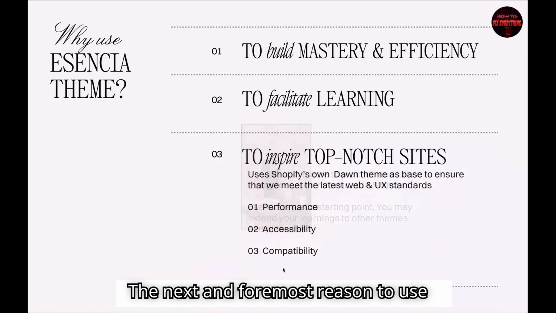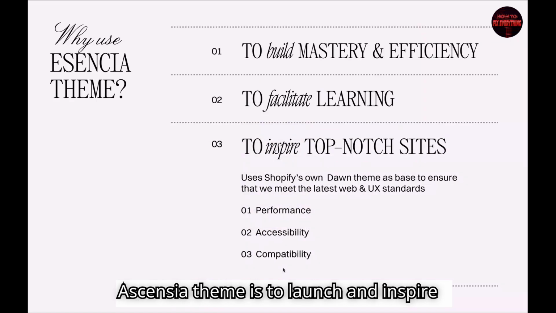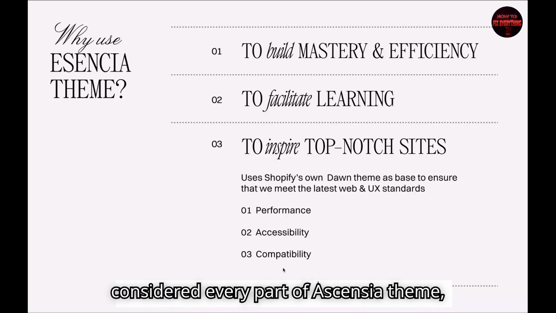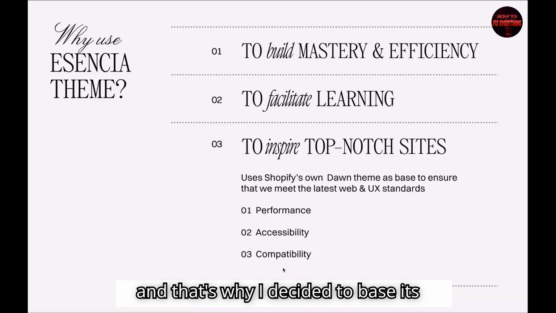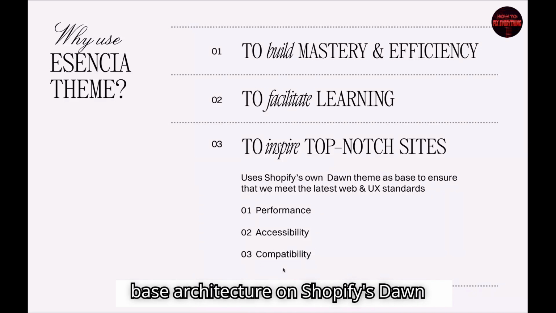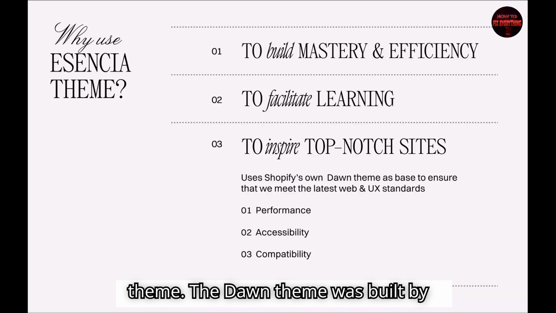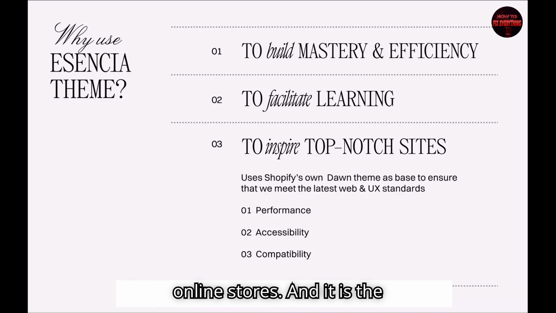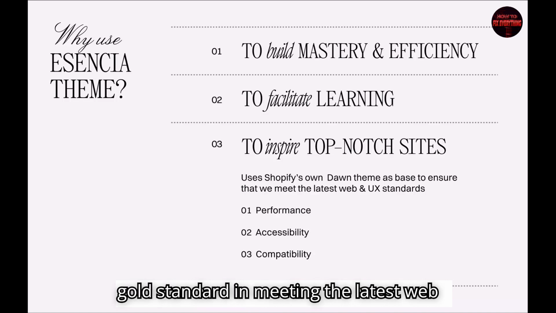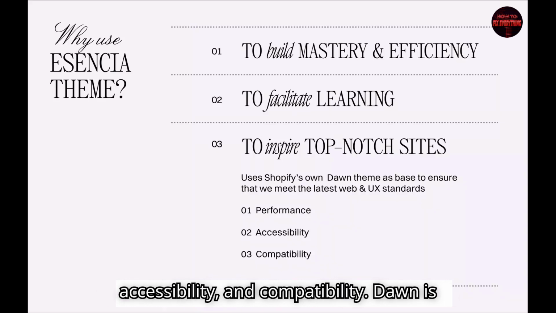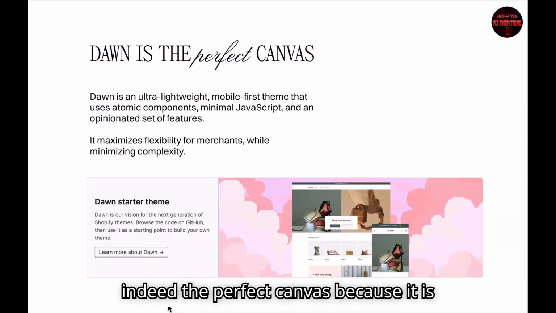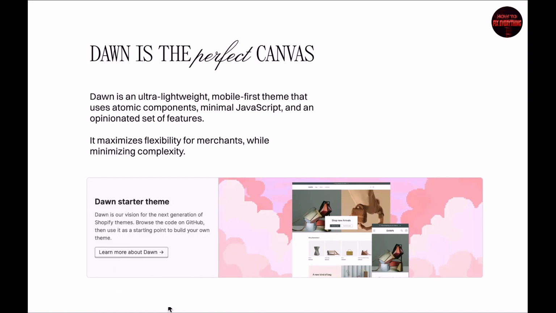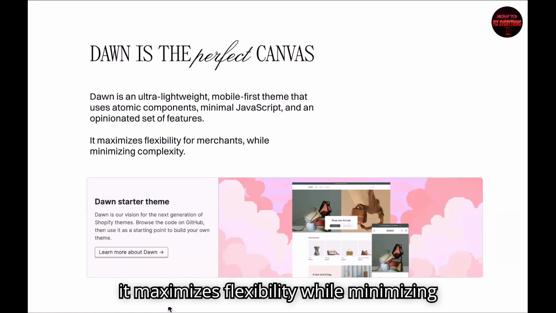The next and foremost reason to use Essentia Theme is to launch and inspire top-notch websites. I carefully considered every part of Essentia Theme, and that's why I decided to base its architecture on Shopify's Dawn theme. The Dawn theme was built by Shopify to inspire the next generation of online stores, and it is the gold standard in meeting the latest web and UX standards in terms of performance, accessibility, and compatibility. Dawn is indeed the perfect canvas because it is ultra lightweight, fast, mobile first. It maximizes flexibility while minimizing complexity.